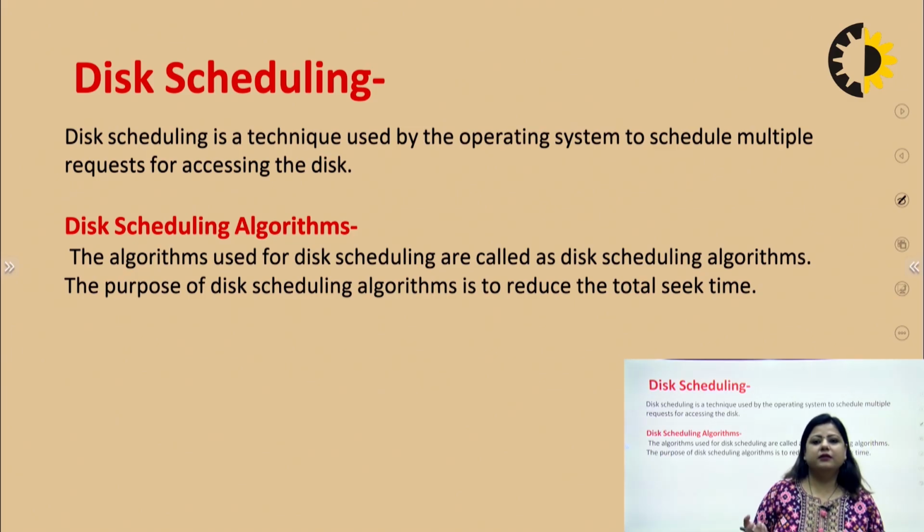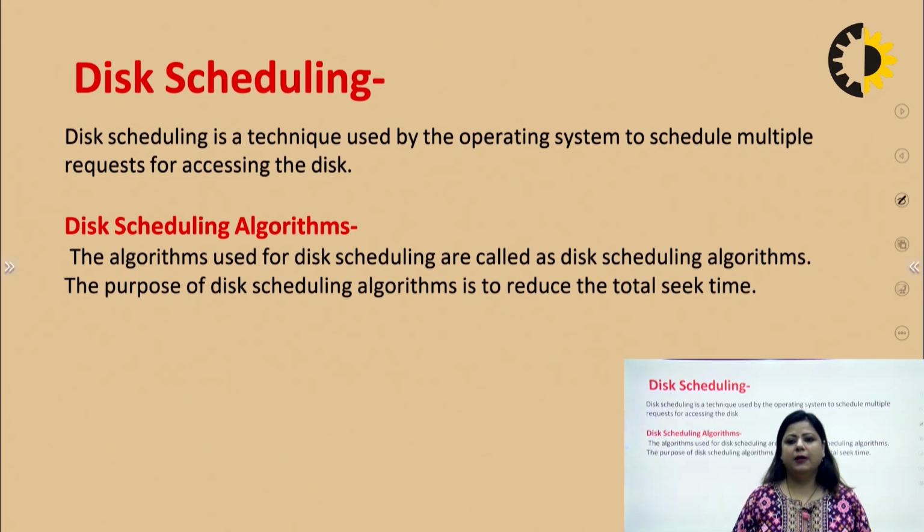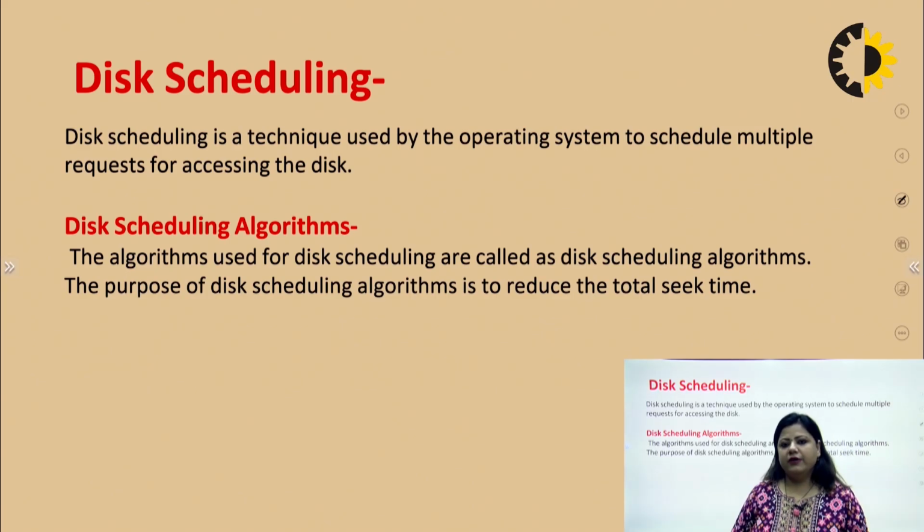There are some important terms by which we solve the problems of disk scheduling. Disk scheduling is done with the help of different disk scheduling algorithms, like first come first serve, shortest seek time first, SCAN, C-SCAN, LOOK, and C-LOOK. These are different algorithms by which we schedule the disk for better utilization of the CPU.